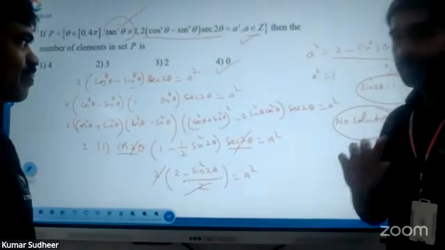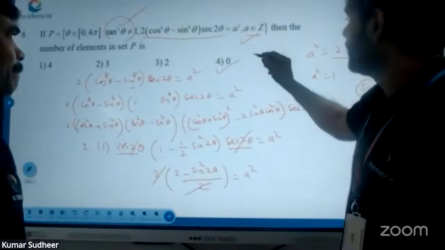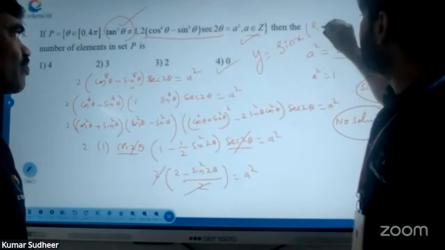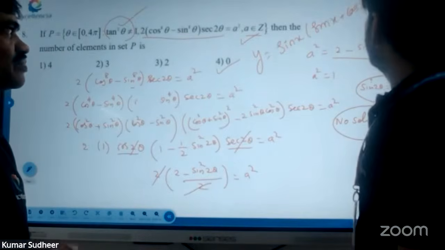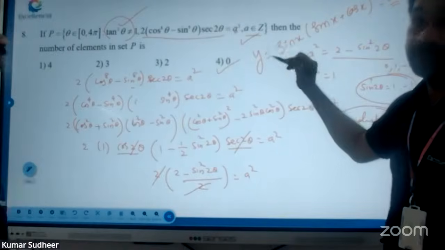This question, all of you please make a note of it. Because the same question has come in the morning shift also, saying that y is equal to sin x into sin x plus cos x is equal to a. You have to find the integral values of a. Same thing, integral values of a.